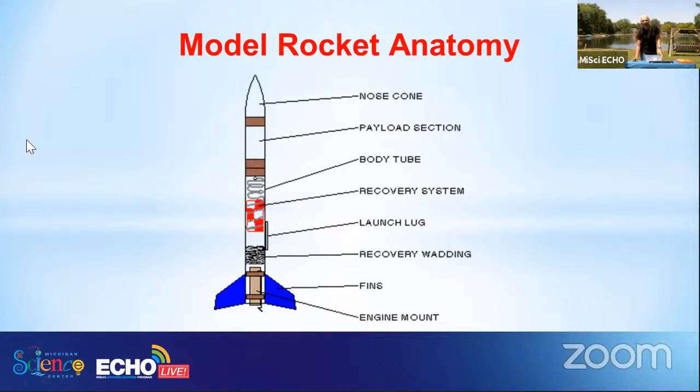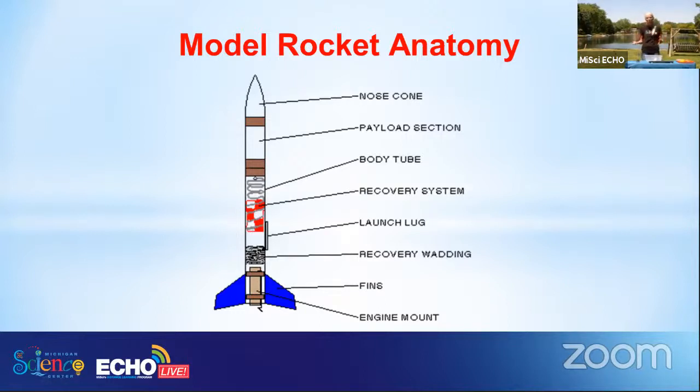Then inside the body tube, we've got a couple really important pieces. Now, since this is a model rocket, this one has a recovery system, which you might be able to tell is a bunched up parachute. So recovery just means that's our way of getting this rocket back, safely back down to Earth once it's done carrying our payload up into the air. We also have our recovery wadding, which is there to protect the parachute, since at the bottom of our rocket, we have an engine.